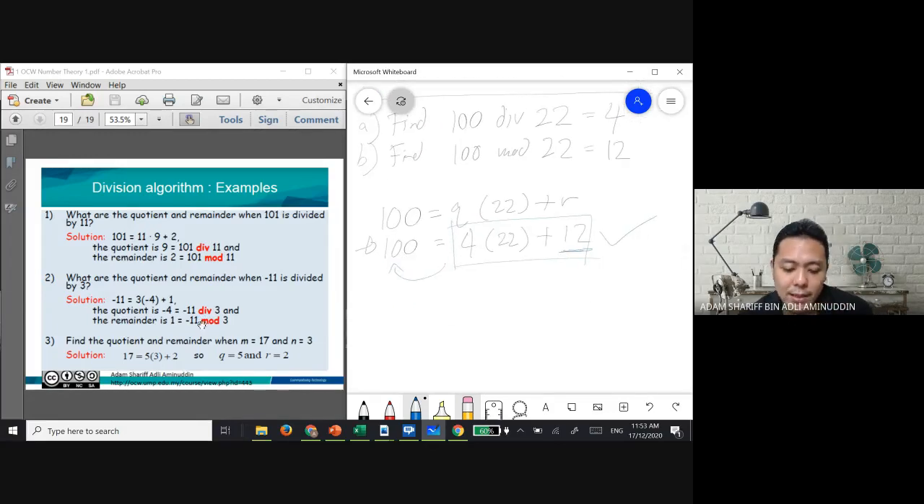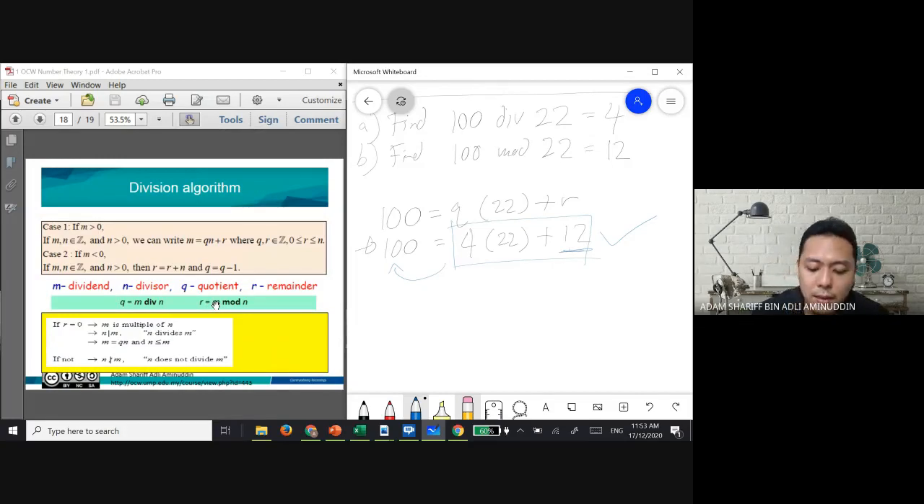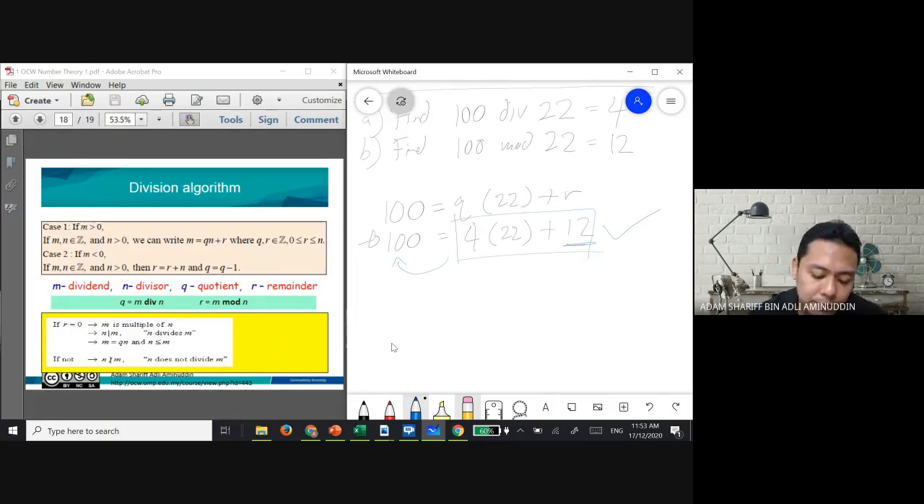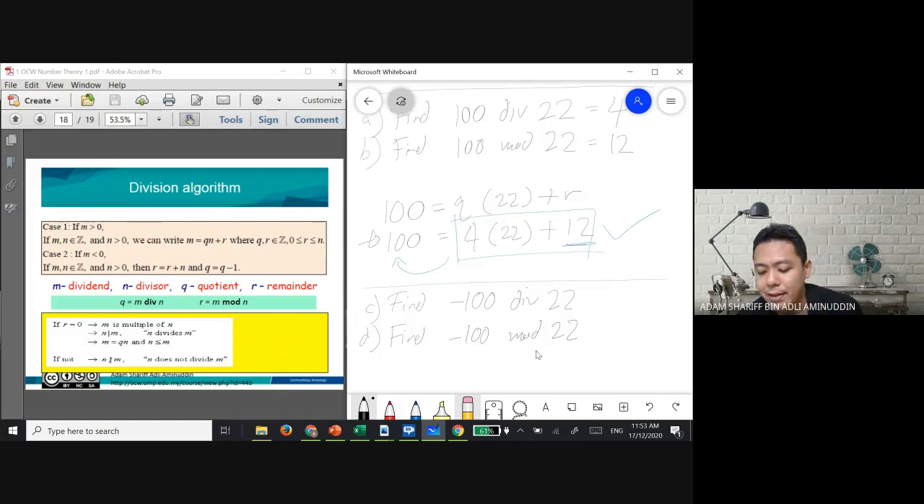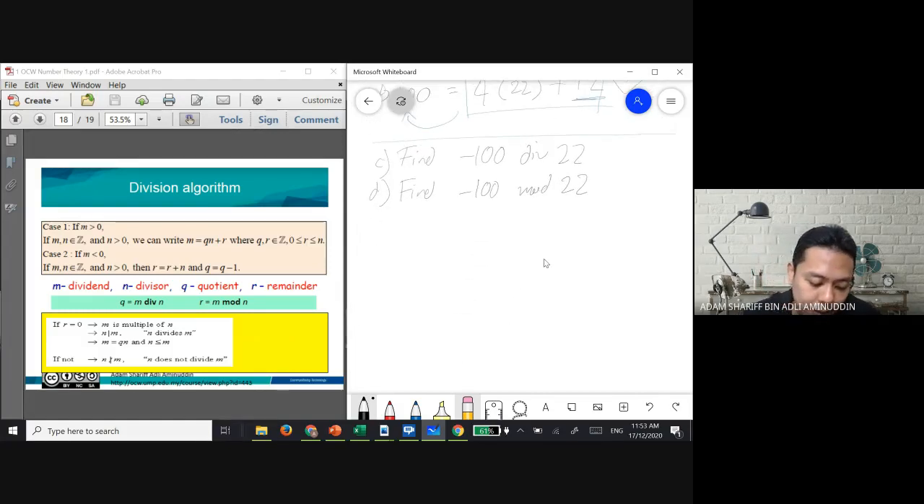Okey, kita pergi ke contoh yang sedikit sukar. Jika case negatif. Find negative 100 div 22 and then find negative 100 mod 22. Okay, this one is a little bit tricky. Dan yang di sebelah kiri ni adalah dia punya tips. Okay, so please concentrate for the remaining 5 minutes. Concentrate.